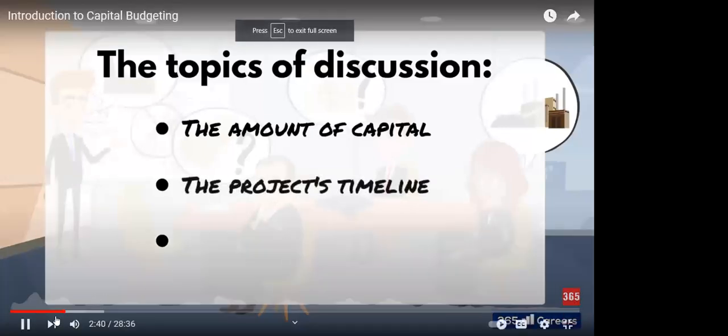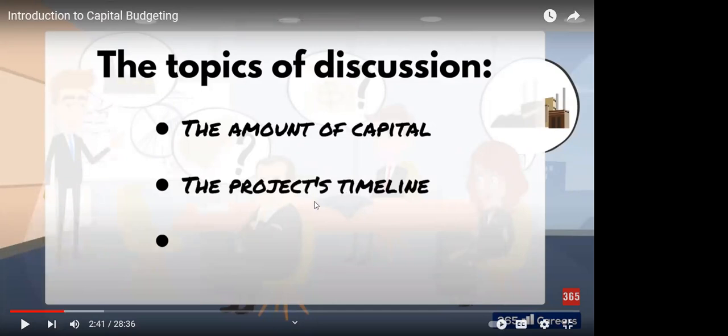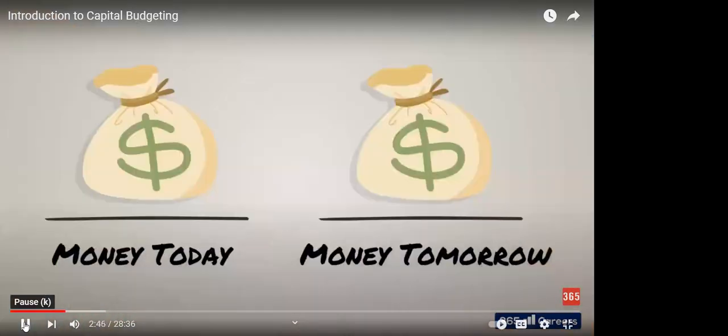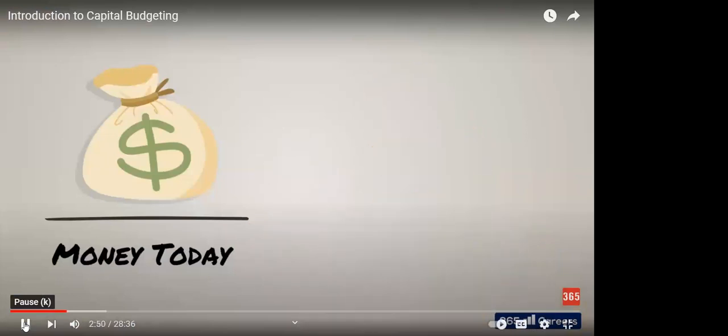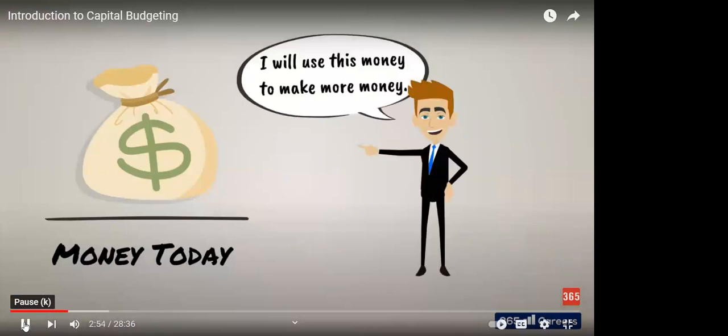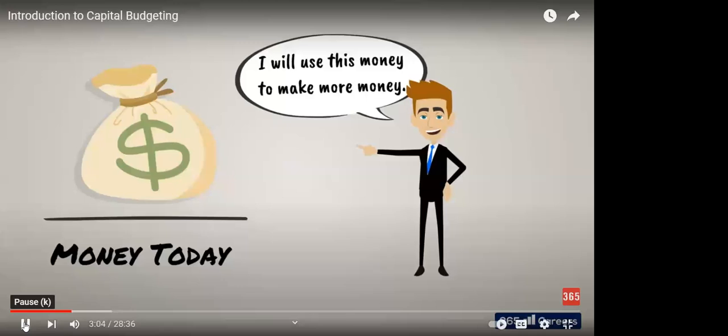the project's timing, and the return we could expect. The core principle of finance is that money today is more valuable than money tomorrow. The rationale behind it is that money we receive today has a potential earning capacity. This is why every person would prefer to receive money sooner rather than later. Hence, timing is one of the most important topics when we talk about money.